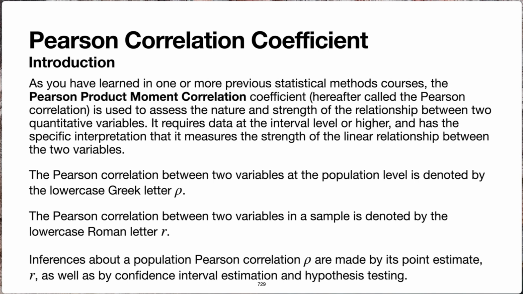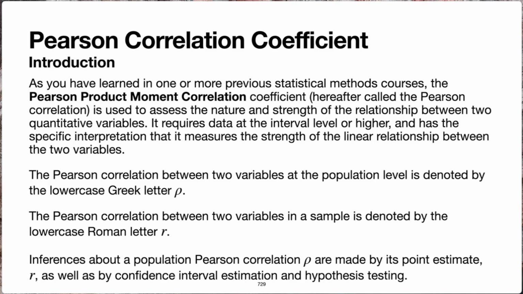Now let's first review the Pearson correlation coefficient. As you learned in one of your previous statistical methods courses, the Pearson product moment correlation coefficient, hereafter called the Pearson correlation, is used to assess the nature and the strength of the relationship between two quantitative variables. It requires data at the interval level or higher and has the specific interpretation that it measures the strength of the linear relationship between the two variables.